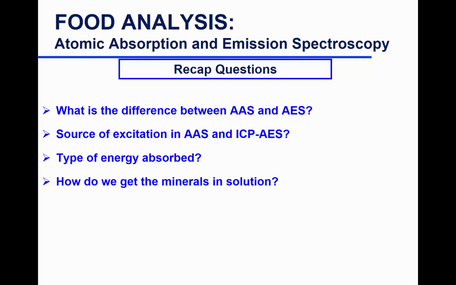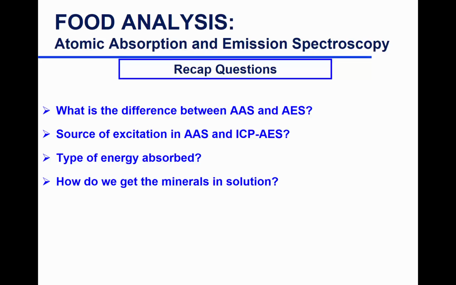So what are the sources of excitation for AA versus ICP? What gets the atom excited? Is it heat and plasma? The AA uses heat as the source and plasma for AES. You're right about plasma, inductively coupled plasma. The plasma atomizes and excites. In AA, the flame atomizes.